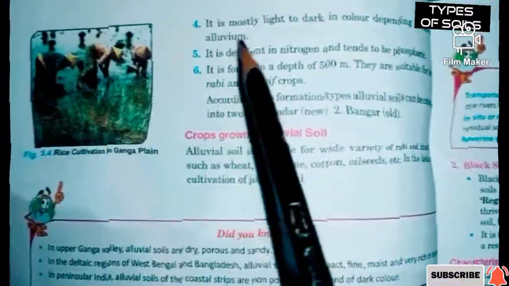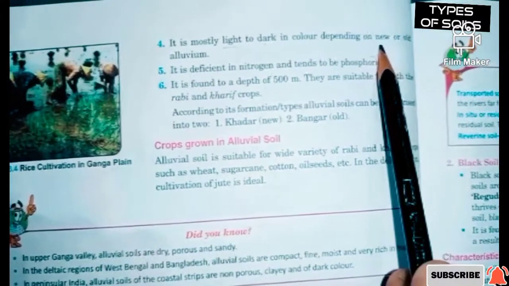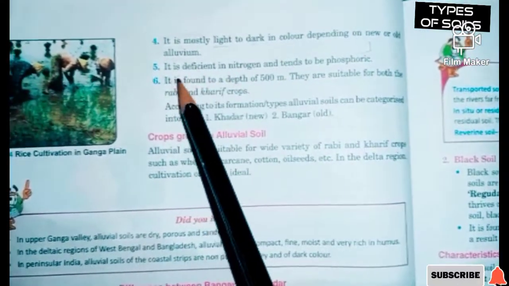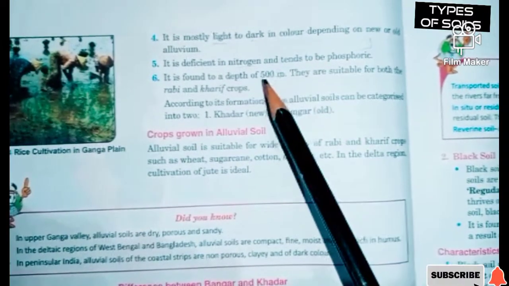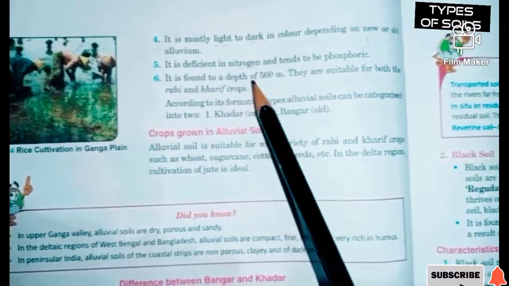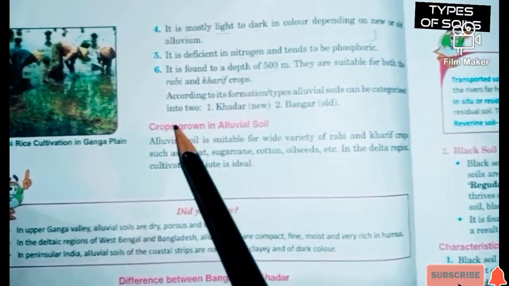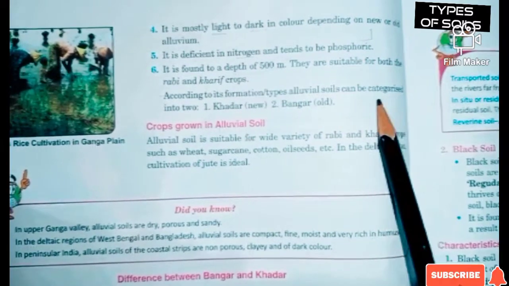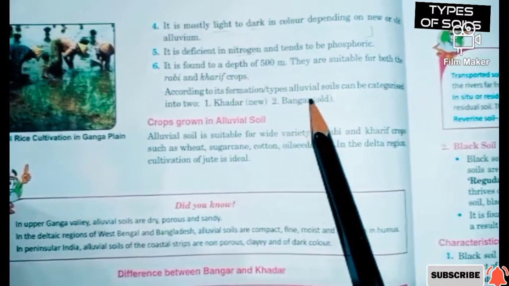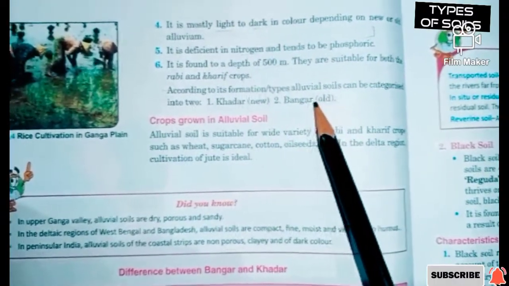Some more characteristics of alluvial soil: it is light to dark depending on whether the alluvium is new or old. It is deficient in nitrogen and phosphoric content. The depth of this soil is 500 meters, and it is suitable for Rabi and Kharif crops. Now, according to formation, alluvial soils can be categorized into Khadar and Bangar. Khadar is new alluvial and Bangar is old alluvial.